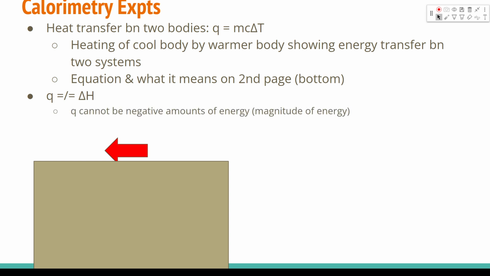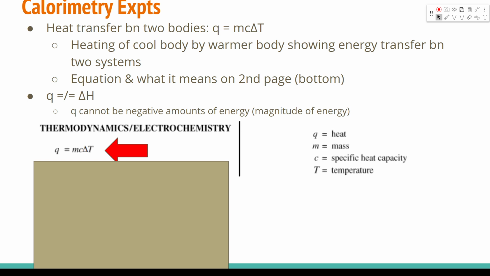Q can't be negative because remember that heat energy cannot be negative. If you calculated a negative delta H, again, that's only talking about if it is moving in a certain direction, so the magnitude of the energy. And so here is the constant equation sheet at the very bottom of that second page.